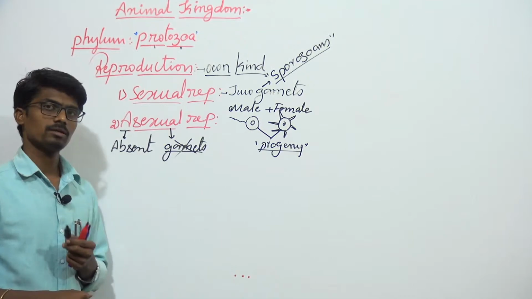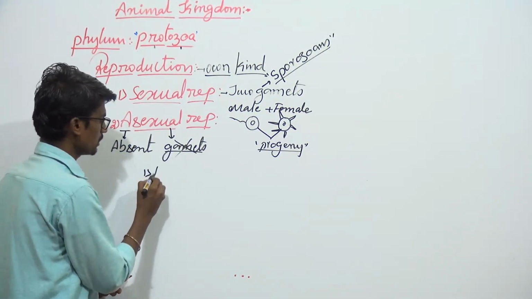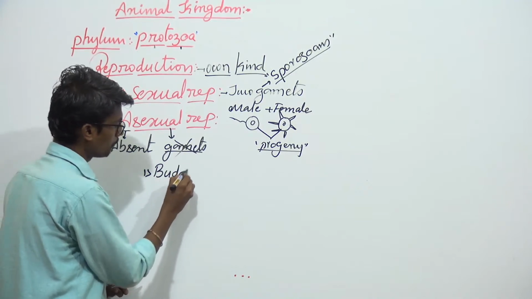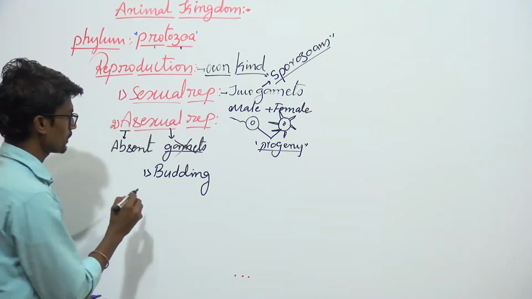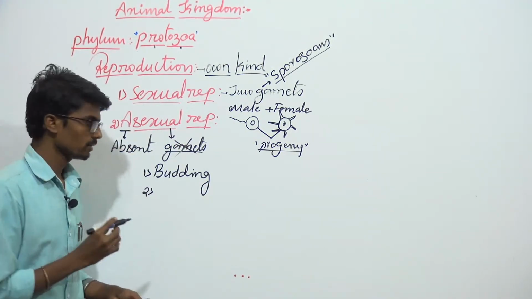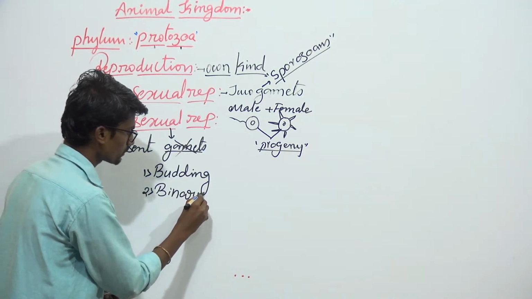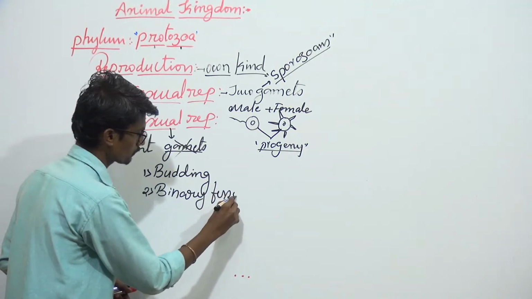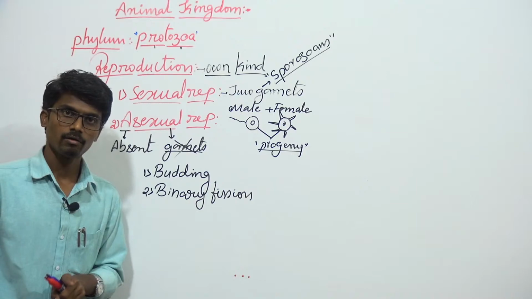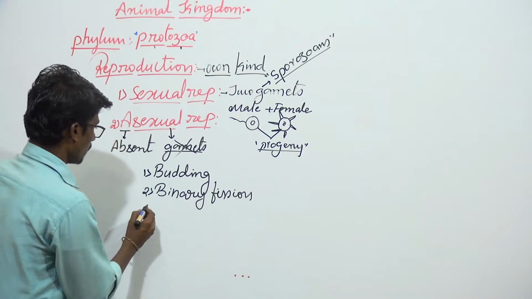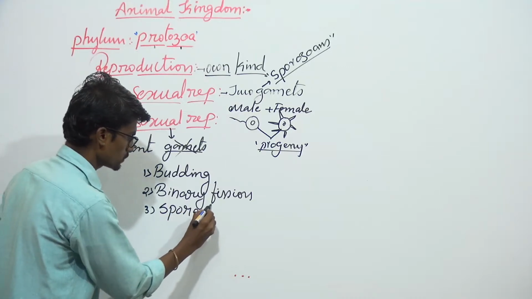What are the methods through which they can reproduce asexually? One is by the process of budding. By the process of what? Budding. Another is by the process of binary fission. By the process of what? Binary fission. And the next one is by the process of spore formation.